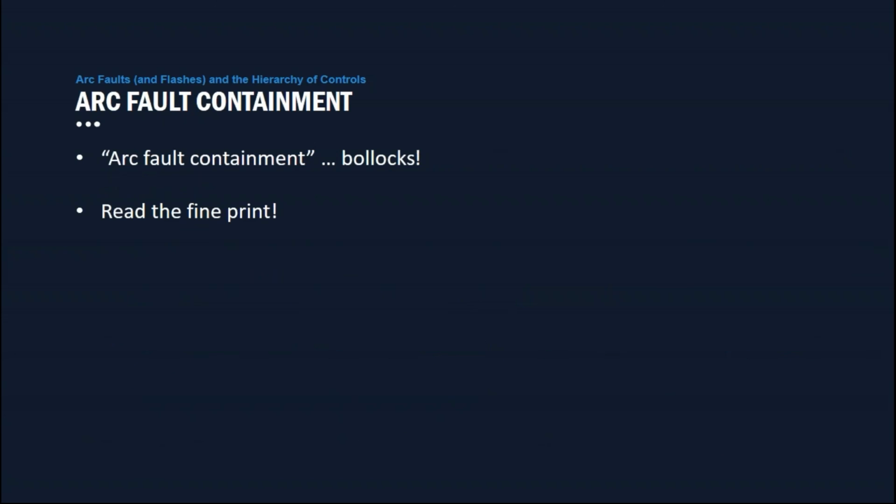The concept of arc fault containment. Excuse my French, but I think that's bollocks. It is way too difficult to try and contain an arc fault. At best, we can manage it, we can try and prevent it, we can try and minimise the consequences, but I don't think I've seen anybody successfully contain an arc fault.